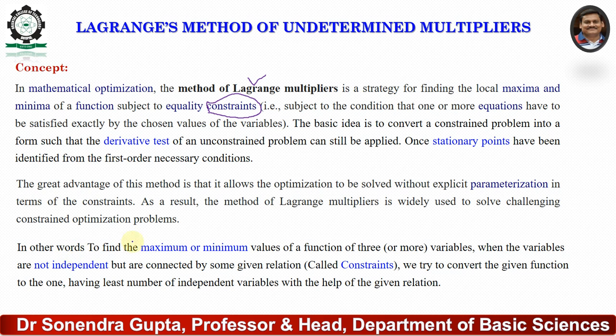In other words, to find the maximum or minimum value of a function of three or more variables when the variables are not independent but are connected by some relation, that relation is called the constraint. As discussed in the above sentence, we try to convert the given function to one having the least number of independent variables with the help of the given relation. Now we will discuss how to apply the Lagrange multiplier method in the question.